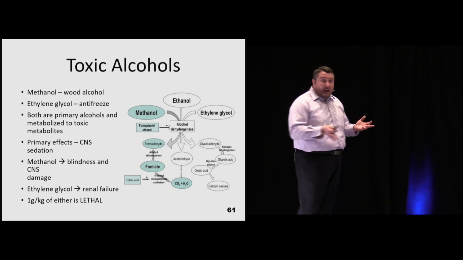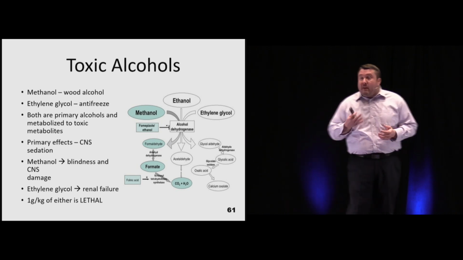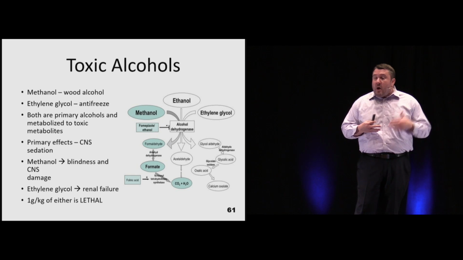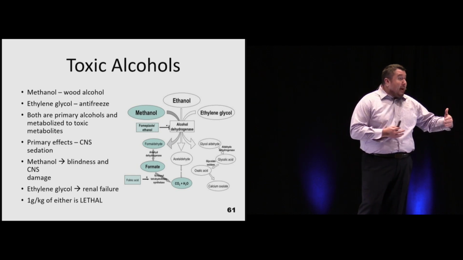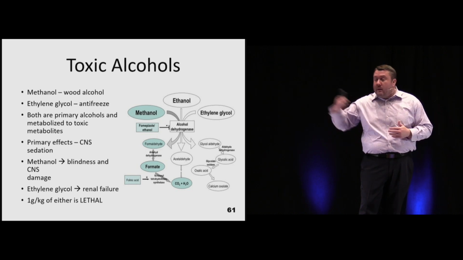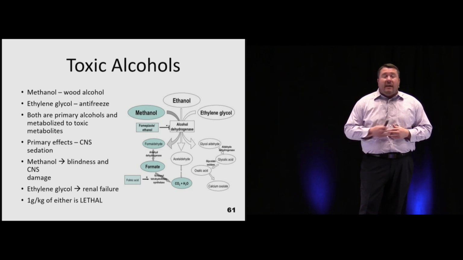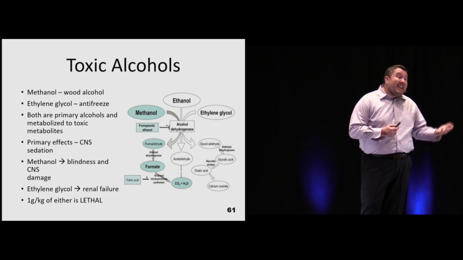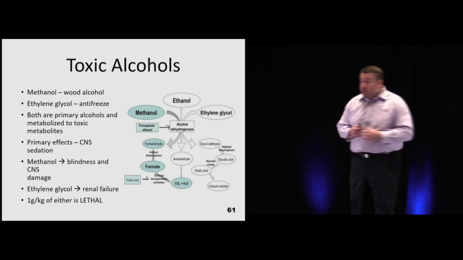You see this a lot before we had fomepizole. But if we give the patient ethanol, ethanol will delay the metabolization of the bad things. Your liver would rather metabolize ethanol than it would ethylene glycol or methanol. So it's a delay tactic. But fomepizole is the drug of choice.